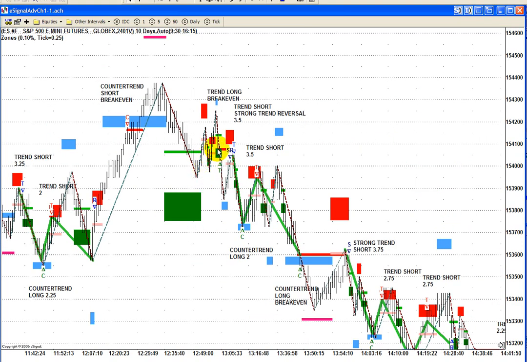Here we see a trend trade that breaks even. It's a trend long trade. Anytime on a strong trend reversal, you're going to look to break even, which it does here at this point, and reverse. And that's exactly what happens. The trend reverses from a long to a short. Typically the market would reverse at minor resistance right here. In this case, it reversed 2 ticks higher, and the market continued down.